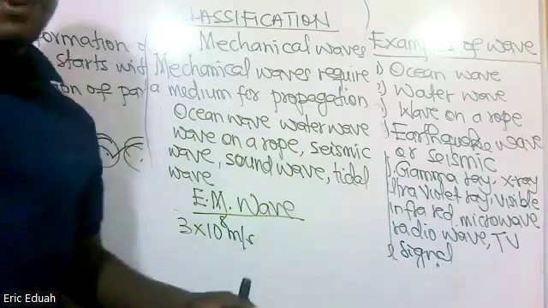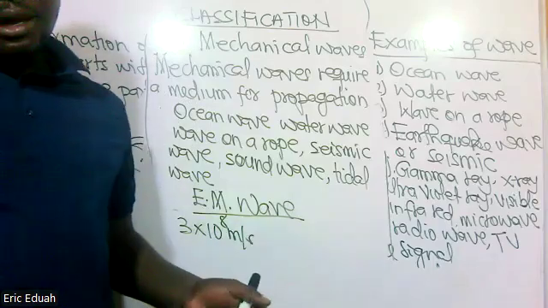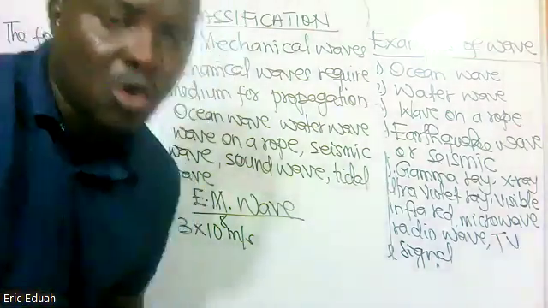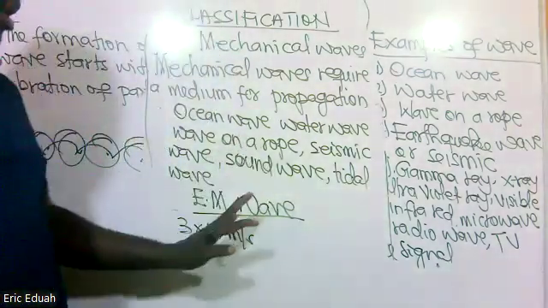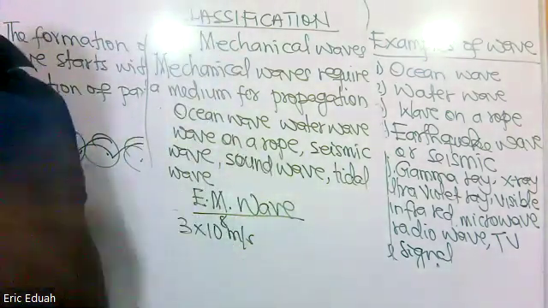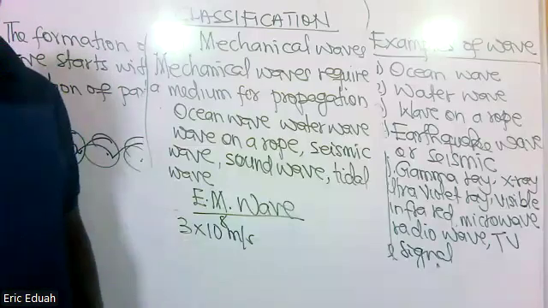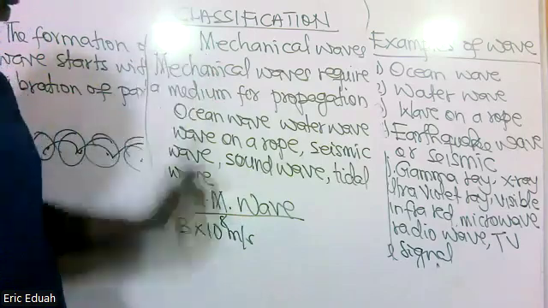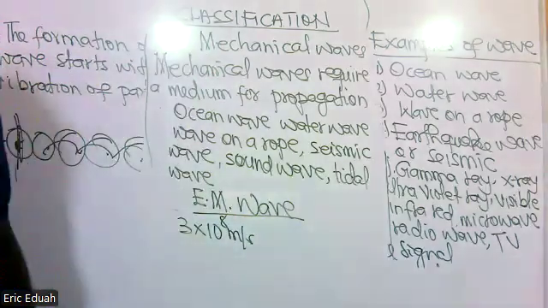In space, there is no air, yet electromagnetic waves can reach there and go. So EM waves do not require any medium to be propagated. That's the difference between mechanical waves and electromagnetic waves.